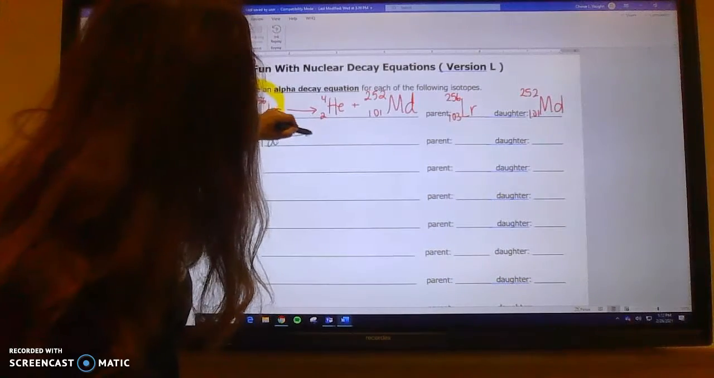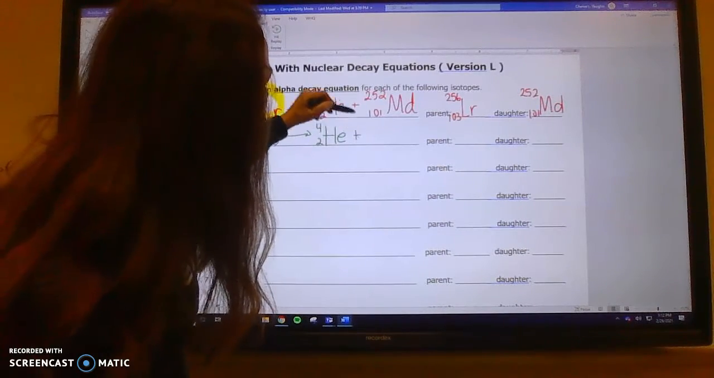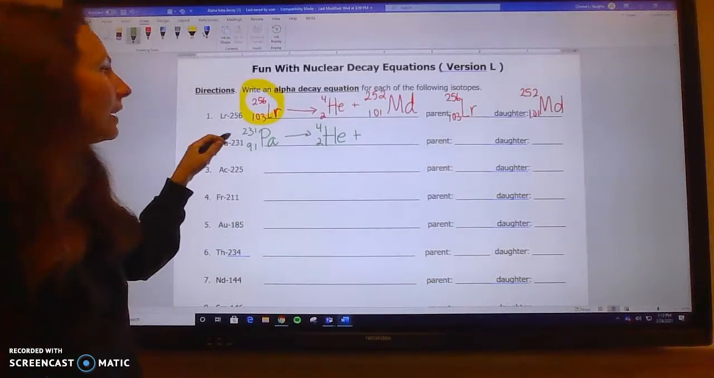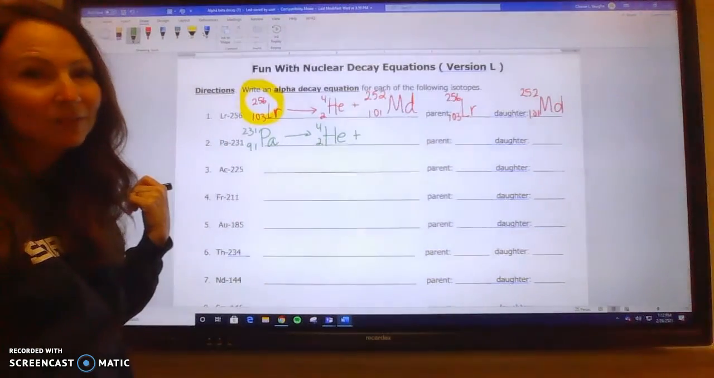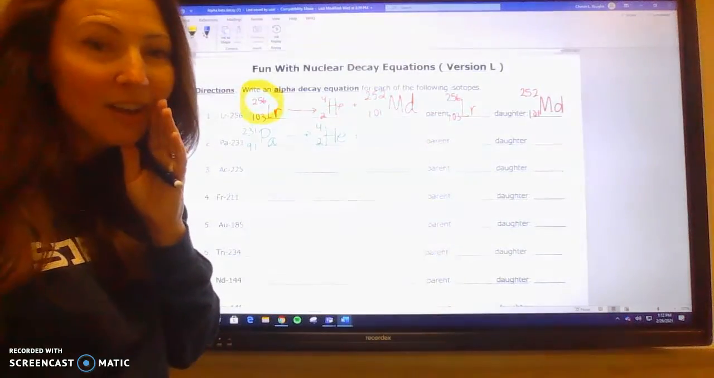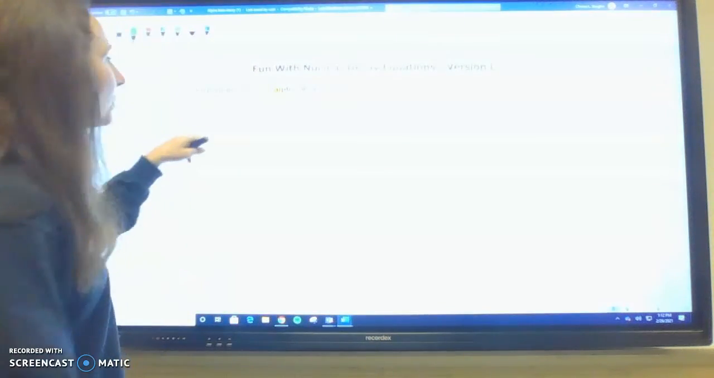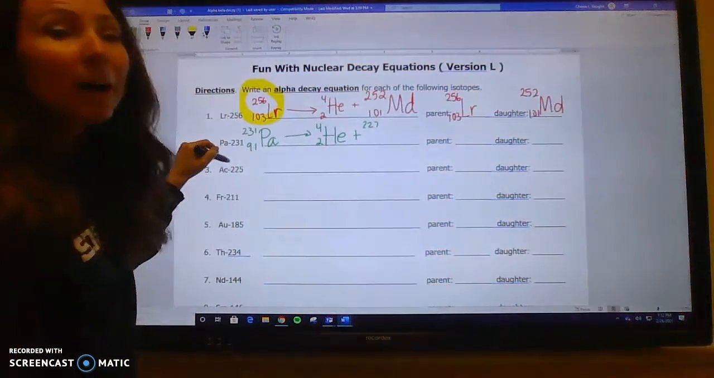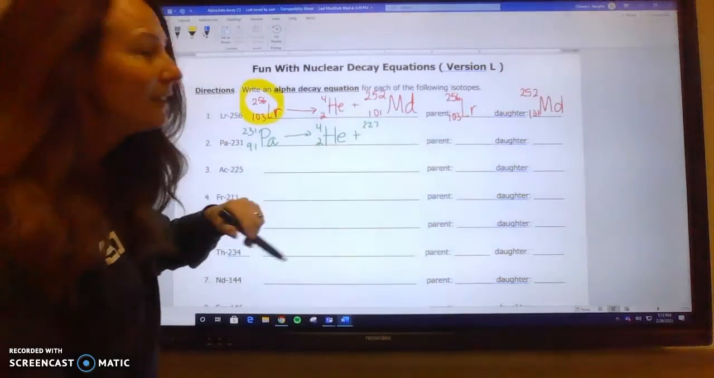And then we're going to have our arrow, alpha particle again. It's always the same. And then we just solve, okay? 231 minus 4, that's going to be 227. You can use a calculator with this. You don't have to just do all the math in your head, okay? So 231 minus 4 is 227. And then the bottom number, 91 minus 2, 89.